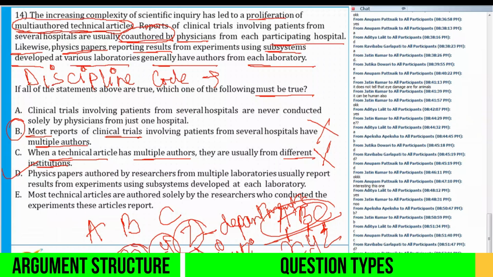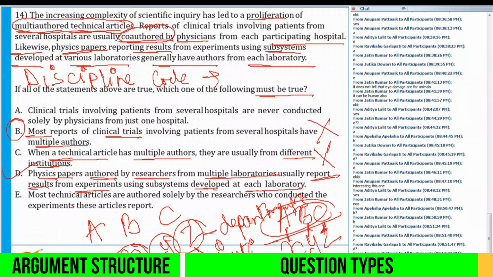This is certain, that if it is multi-authored, then each author will provide some input from his laboratory or his institution or his department. And that is why we are saying when a physics paper is authored by researchers from multiple laboratories, then whatever experiments were developed at each laboratory, all of them would be reported. Okay. Now are you getting this?